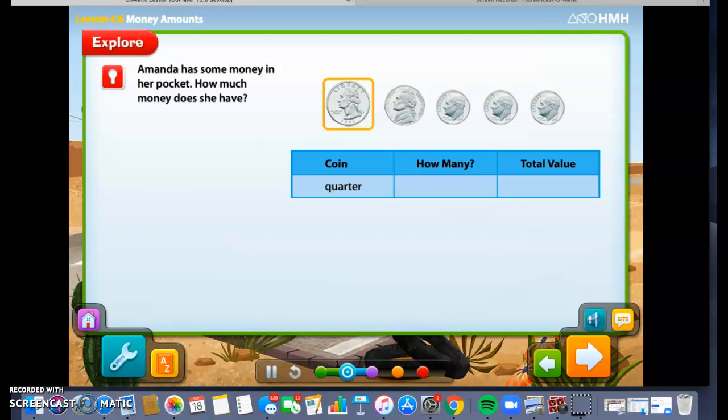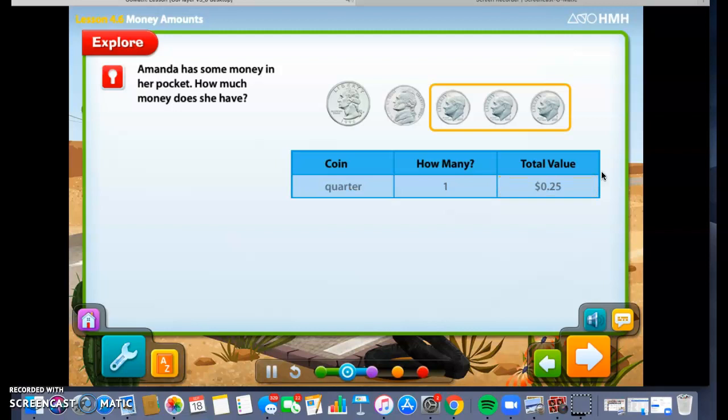Let's make a table. What is the value of 1 quarter? What's a quarter worth? 25 cents. 1 quarter is worth 25 cents. You enter a 0 for the dollar amount. The decimal point separates the dollars and the cents.